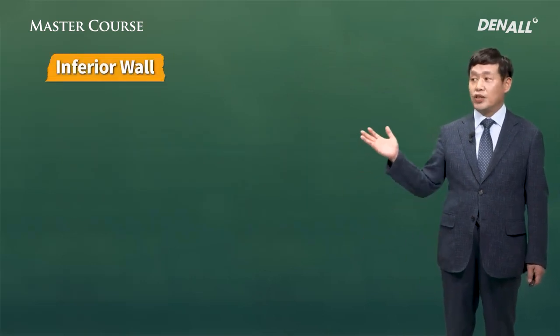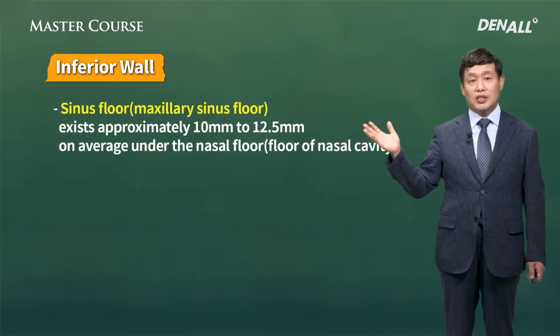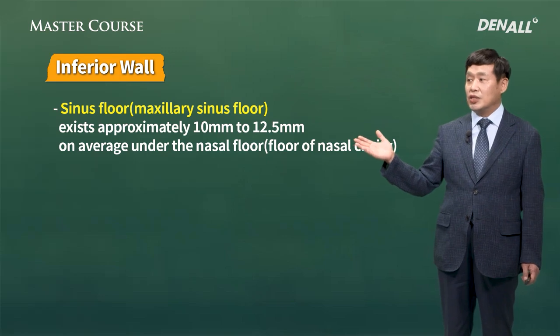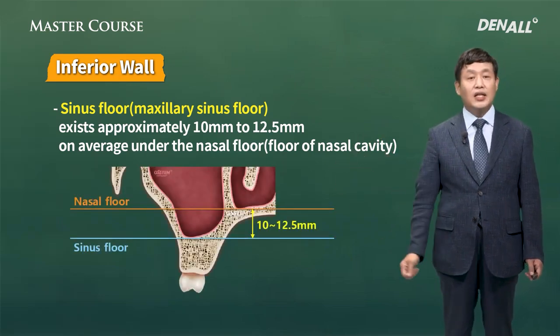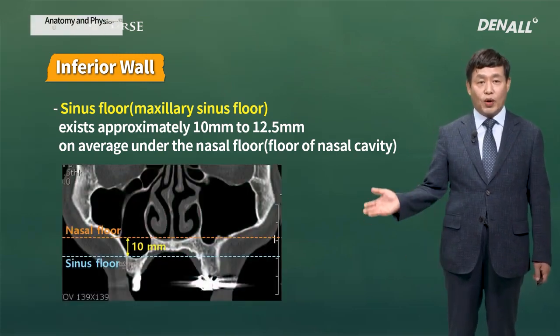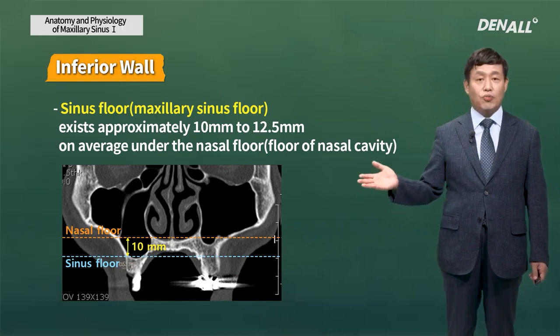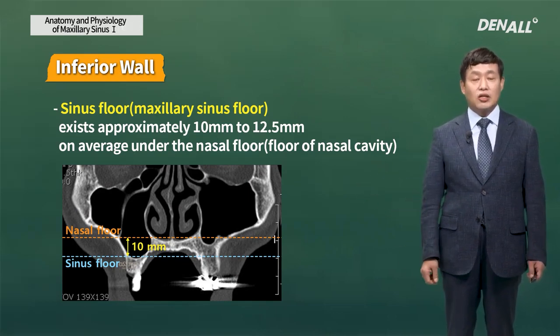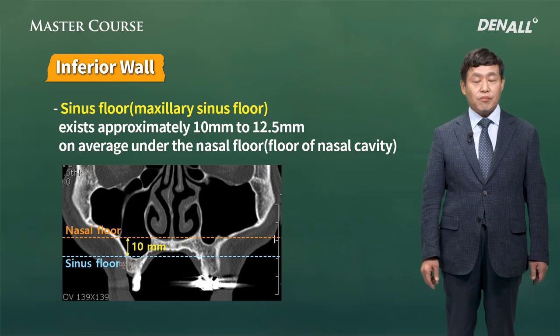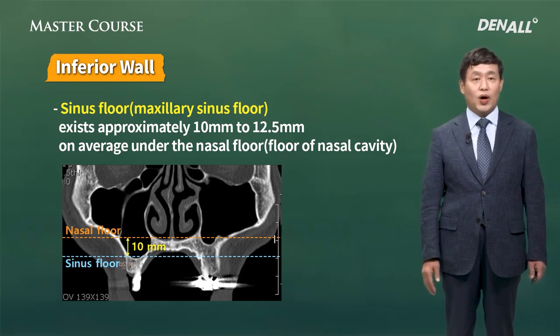Next, inferior wall. It is the maxillary sinus floor. It is usually 10 millimeters inferior to the nasal floor. So that is the position. The accurate position should be checked using the coronal view of CBCT for the exact location of the sinus floor, but usually it is about 10 millimeters inferior to the nasal floor.